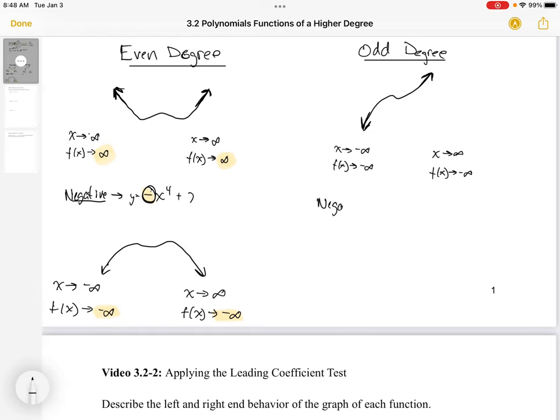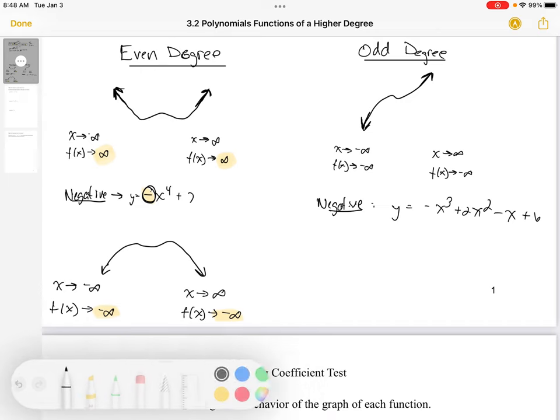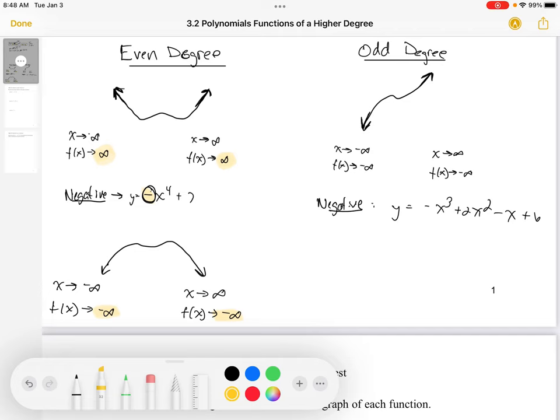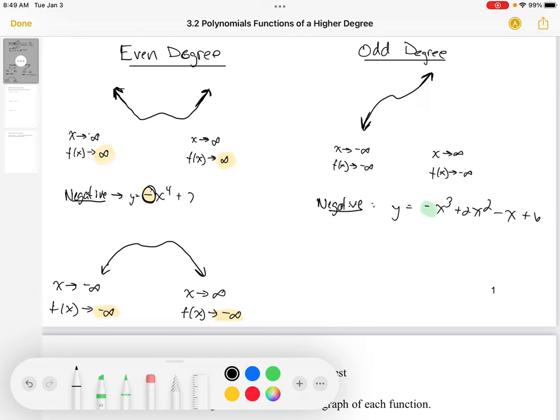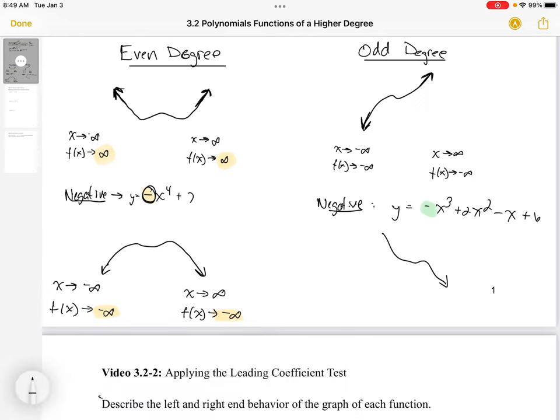So let's see what happens when we have a negative leading coefficient for something that has an odd degree. And again, it would look something like this. Okay, the picture above doesn't exactly match the equation, but it's a rough estimate. But if we have a leading coefficient that is negative again, now you're going to have that thing reflected over the x-axis again. So it's going to look something like this.